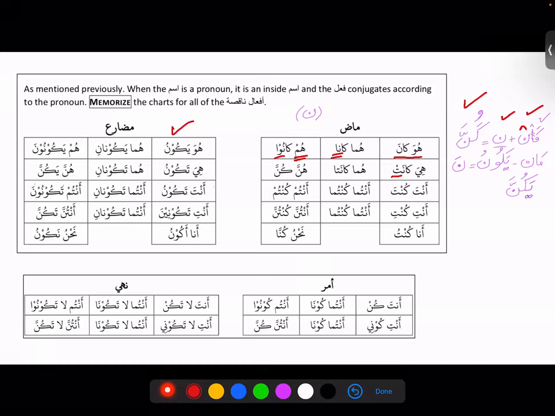Okay, so this is how kanna becomes kunna. It is easier to say, and kanna sounds weird. Kunna is better. After kunna we continue: kunta, kuntuma, kuntum, kunti, kuntuma, kuntunna, kuntu, and kunna. We just add ta, tuma, tum, ti, tuma, tunna, tu and na. That's it. We are done with Madi.